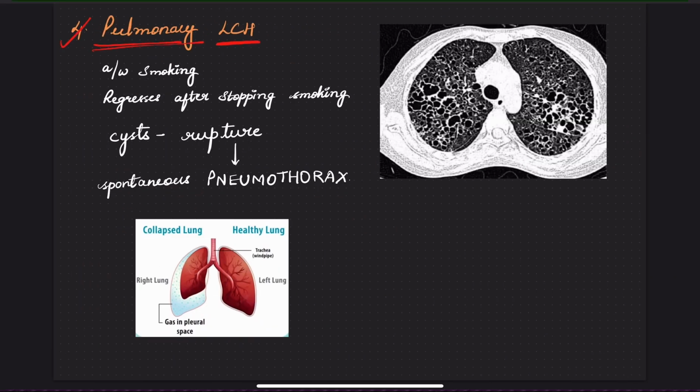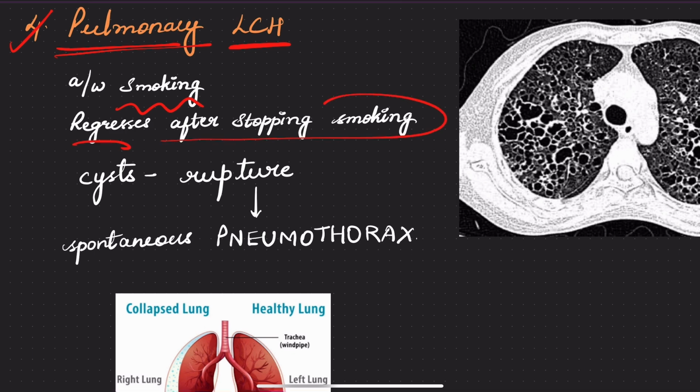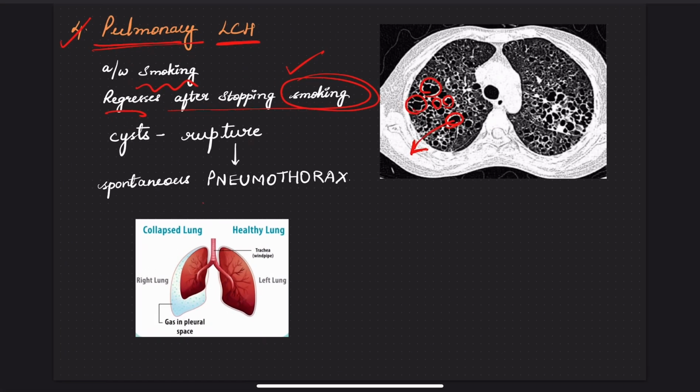The fourth form is pulmonary LCH. Lung LCH is a rare disease. It is most commonly associated with smoking, and the disease regresses after stopping smoking. Radiographically, it is seen as cystic lung disease, with many cysts present in the lung. Whenever these cysts rupture, the gas escapes into the thorax and it may lead to spontaneous pneumothorax.